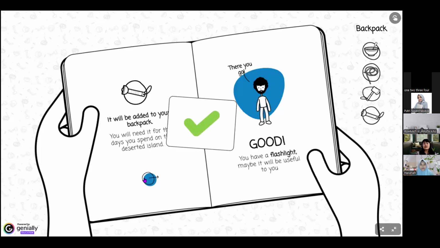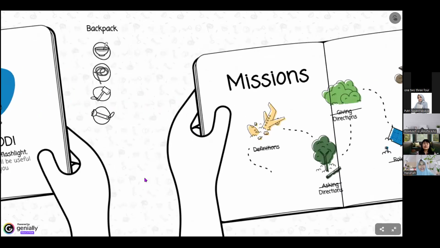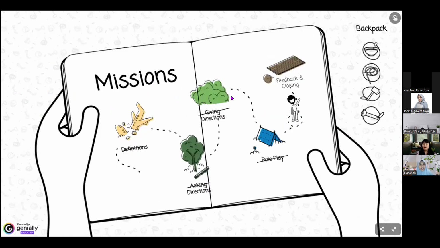Okay, we continue. Wow, you got the reward. You have a flashlight now. Okay, next. We already know the definition, we already know the asking direction, giving direction, and we already did the role play. The last mission, feedback and closing.